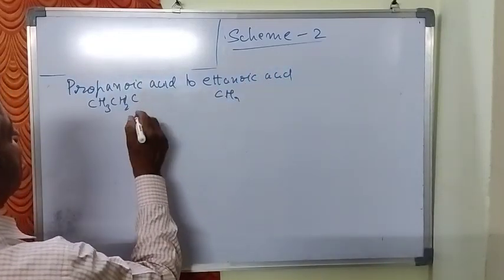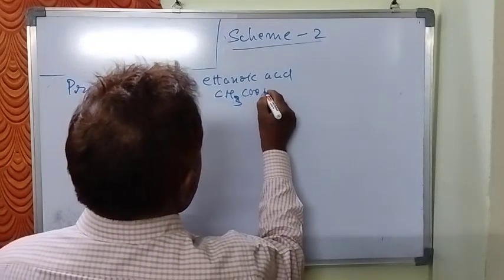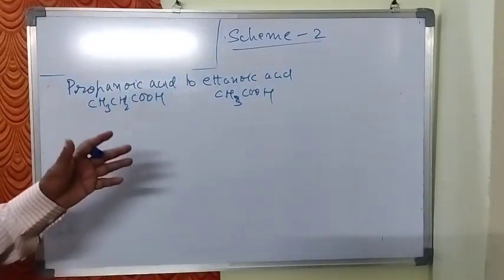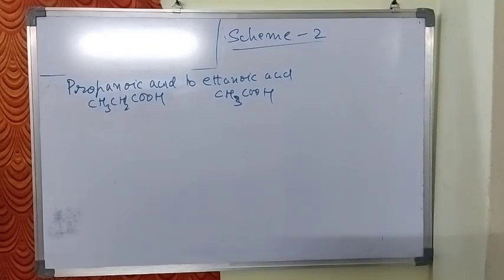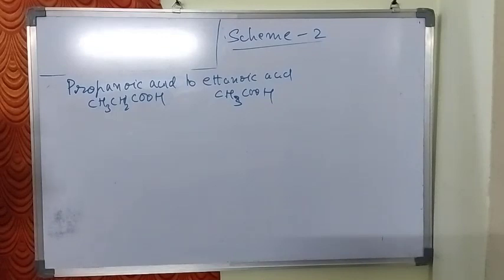This is CH3CH2COOH. This is CH3COOH. So, the reactant has 3 carbons, whereas the product has only 2 carbons. That means we have to remove 1 carbon. Now, how do we carry out this reaction? So, whatever we learned in scheme 1 and scheme 2, we have to use. Apart from that, we use some named reactions also, which we discussed already in the previous videos.